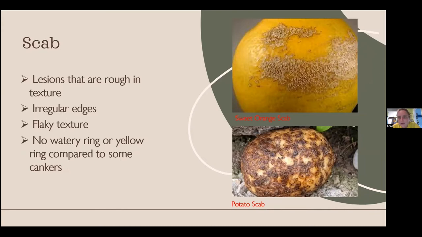But these are two really common scabs that we encounter. Sweet orange scab up at the top, really common in hot, humid weather, or trees that maybe don't get a lot of good airflow. And then down below is potato scab, where that was maybe grown in kind of a wet area, or maybe left in the ground a little too long and it got infected.